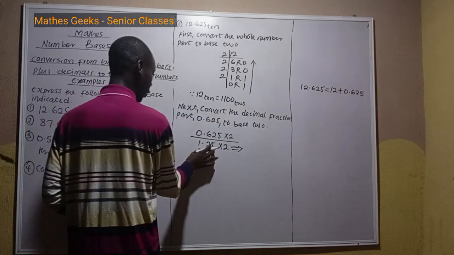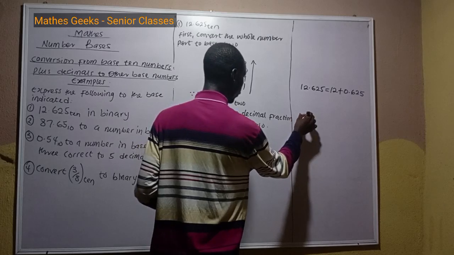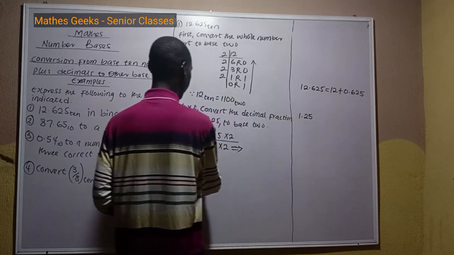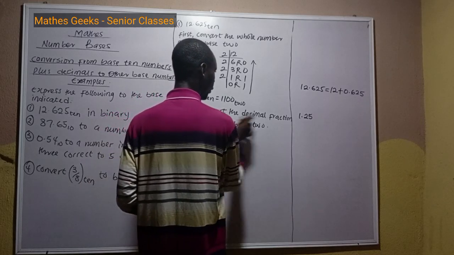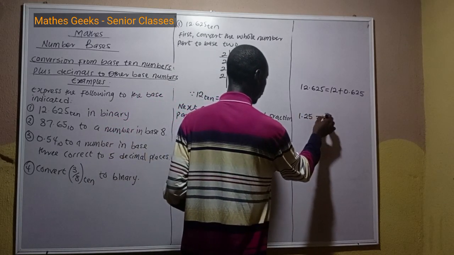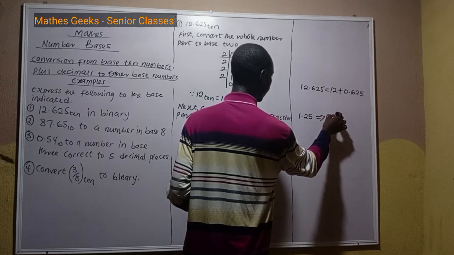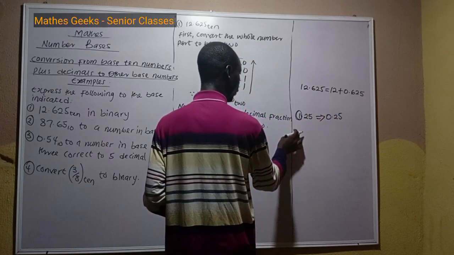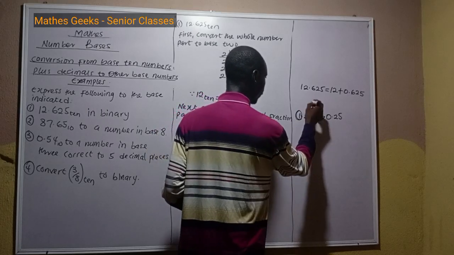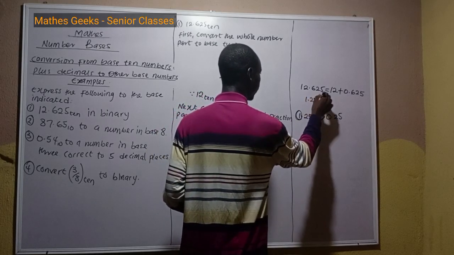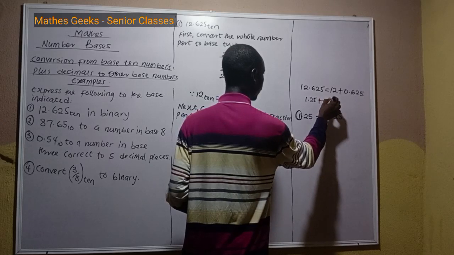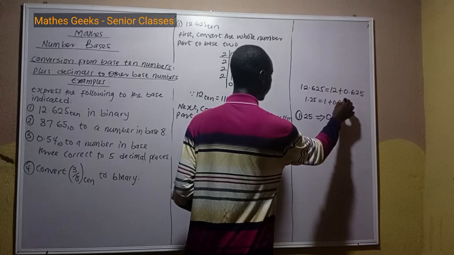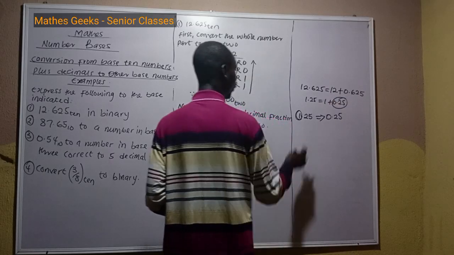Now this figure you have here, you won't work with this 1.25. Remember that what we had here was 0.625, which is the fractional part. So we make this one the fractional part. So this one will be 0.25. We're only going to work with 0.25. We don't need this 1. This one is a whole number. So 1.25, we split it again: 1.25 is equal to 1 plus 0.25. So this is the fractional part we're going to work with.